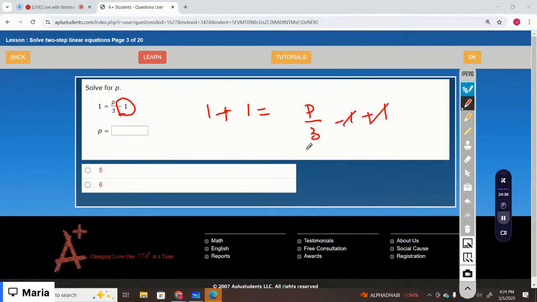So 1 minus 1 is 0. 2 here, that is P over 3. Now we need to isolate the variable P, so multiply both sides by 3. That is 6. So P equals 6. Option number 2 is the correct option.